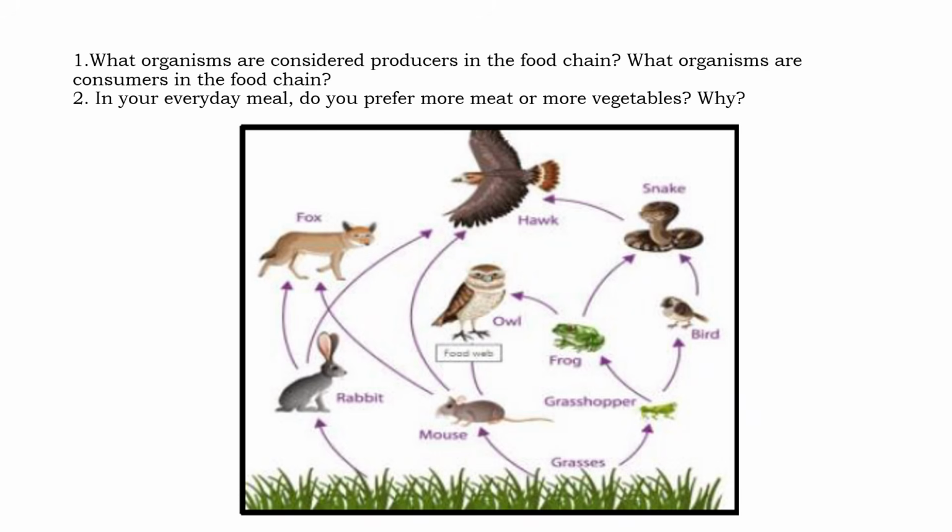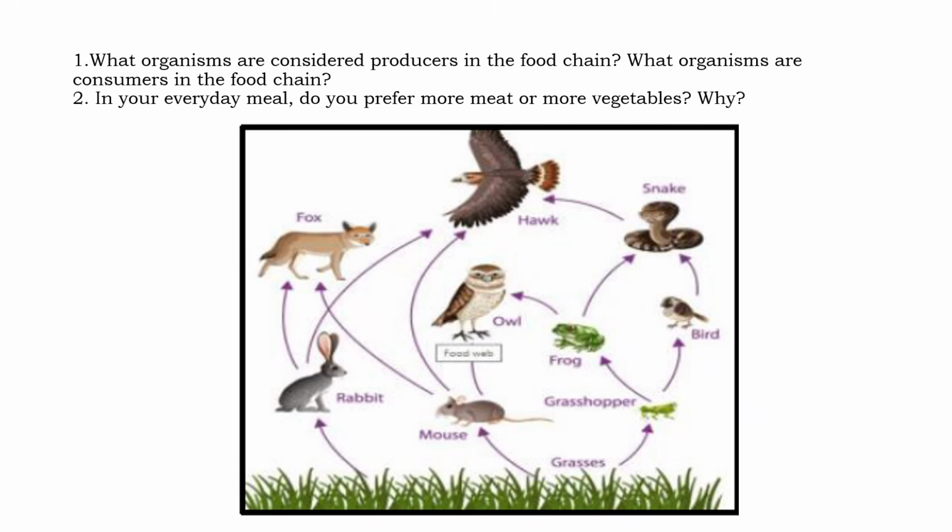So let's have the main parts of the food web. First is the producer or producers. These are plants like grasses in the picture. They make their own food using sunlight through photosynthesis. All energy in the food web starts from them.